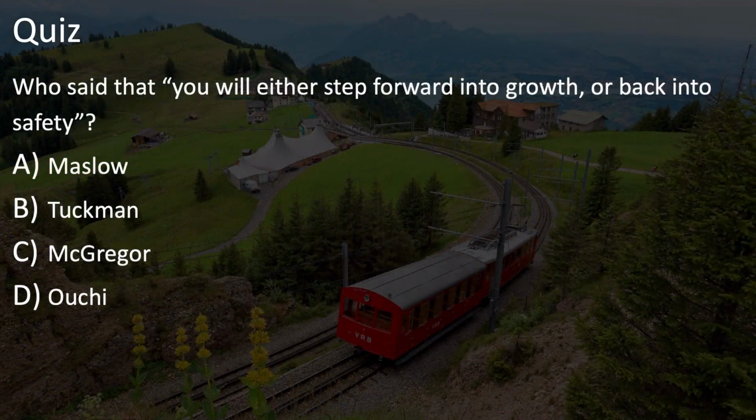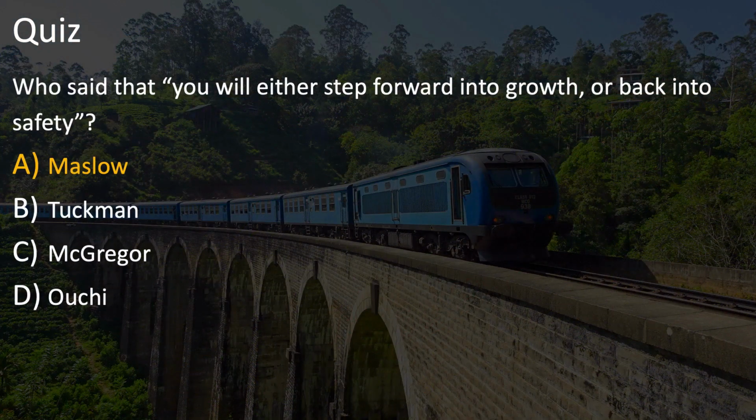Do you remember who said that you will either step forward into growth or back into safety? Was it A. Maslow, B. Tuckman, C. McGregor, or D. Ouchi? The answer is Maslow. Remember that he had the pyramid, and that from his perspective, you were either moving up the pyramid into higher levels, or you were moving down, but there was no standing still.